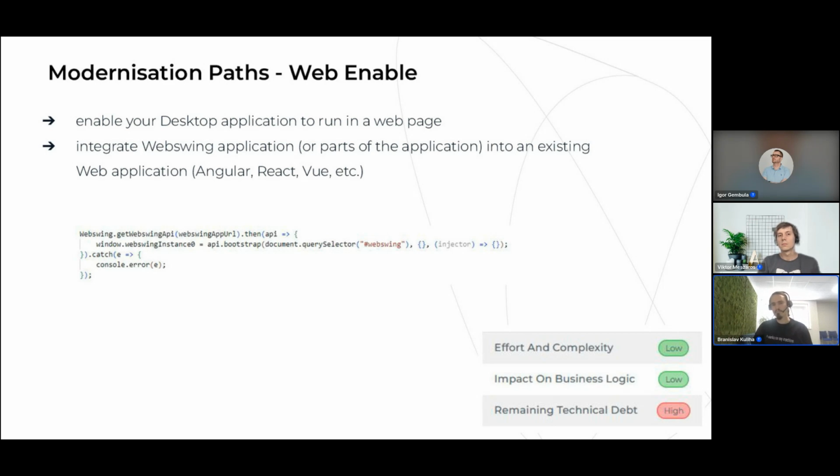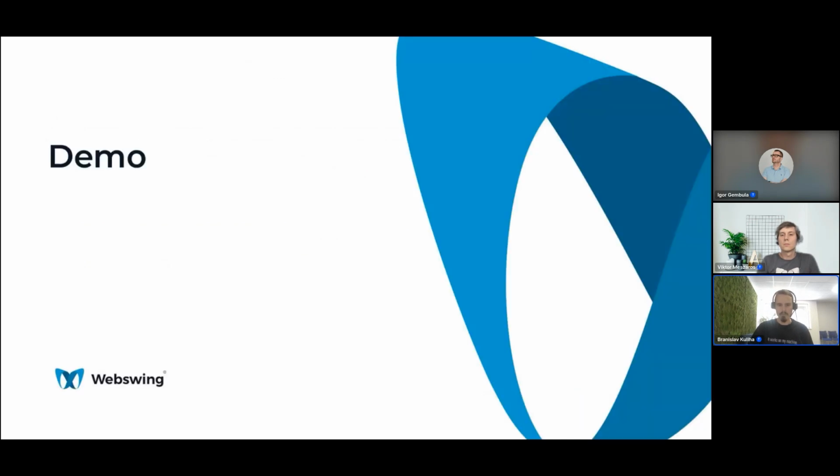This modernization path has really low effort and complexity, because it's simply integrating into a web page. It doesn't have much impact on your business logic, because we do not change any code inside your application. But there is a lot of remaining technical debt, because we didn't really modernize anything. We just moved it to the web. So we will see how this changes in other migration paths. Let's see the demo again.